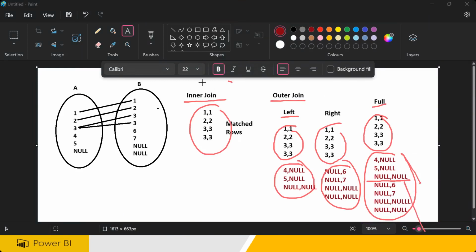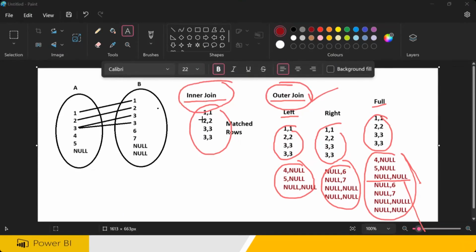So which joins are bigger? Outer join is bigger. Why? It is going to give you matching data plus unmatched data together. So in mathematical terms, inner join is a subset of outer join. Subset means smaller. Clear? Mathematical world. So outer join is bigger than the inner join.